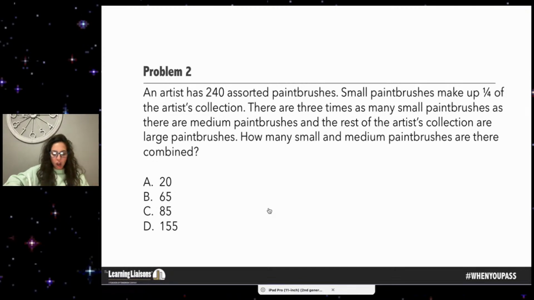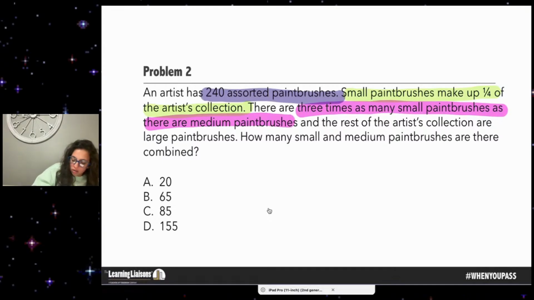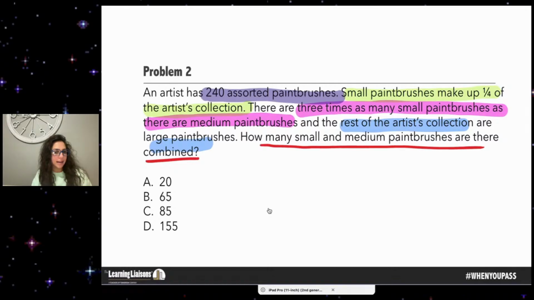So, an artist has 240 assorted paintbrushes. That's the total. Small paintbrushes make up 1/4 of the artist's collection. Then we find out there are 3 times as many small paintbrushes as there are medium paintbrushes. And then the rest are large. How many small and medium paintbrushes are there combined?